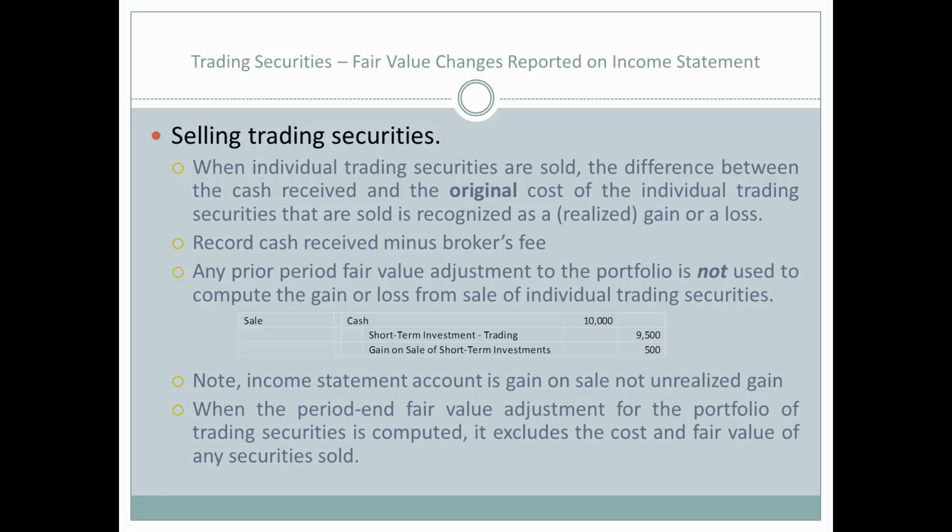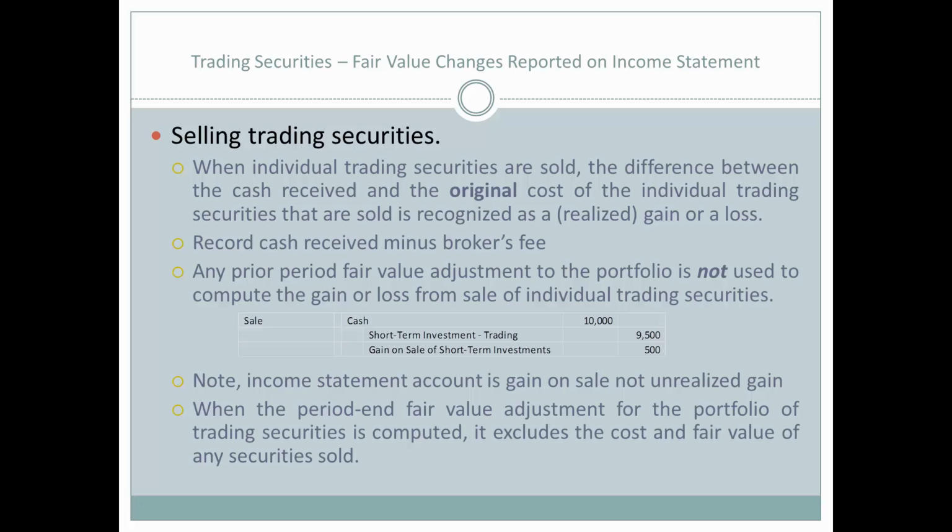So when you purchase them, you record the cash that you spent for the investment, plus you'll add in the broker's fee as part of the cost of the investment. Now when you're selling them, you're going to record the cash that you received, but you will subtract out the broker's fee. Any prior period fair value adjustment to the portfolio is not used to compute the gain or loss from the sale of the individual trading securities.